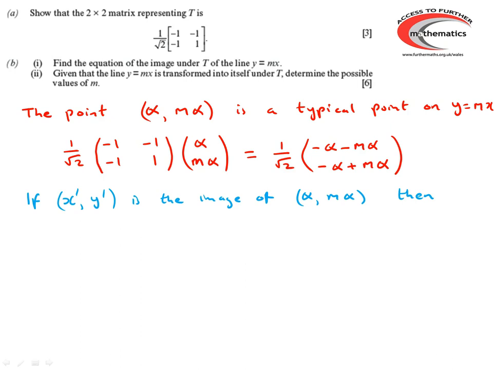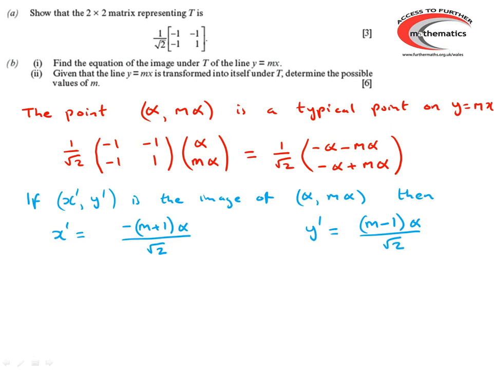So if x dash, y dash is the image of the point alpha, m alpha, then we have x dash is 1 over root 2 times minus alpha minus m alpha. Tidy that up a little bit. We've got x dash is minus common factor of m plus 1 over root 2 times alpha. And y dash similarly is m minus 1 times alpha over root 2. So we know what x dash is in terms of alpha. We know what y dash is in terms of alpha.